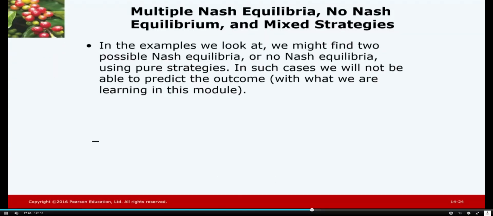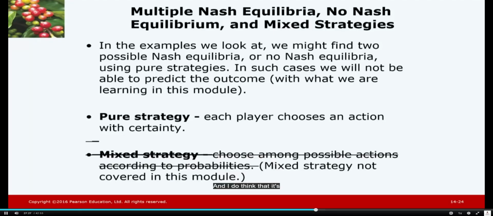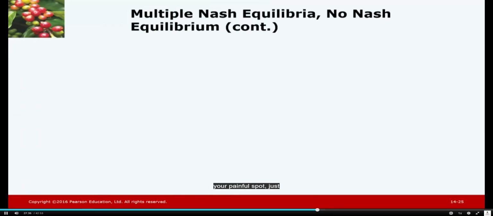In the examples we look at, we might find that there could be two possible Nash equilibria using pure strategies. So we can't actually predict the exact outcome that's going to occur. There may be two possibilities. A pure strategy is when each player chooses an action with certainty. You can leave out mixed strategies, where there are probabilities associated with those. We won't be looking at those in this module.